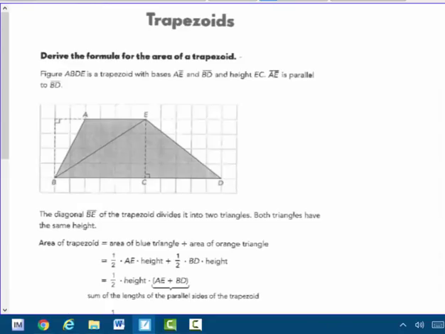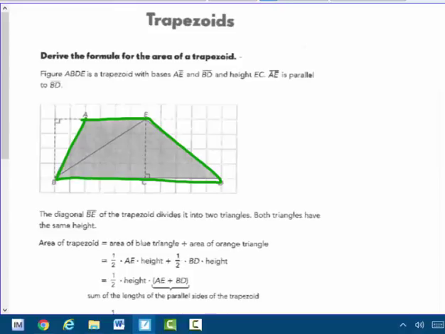Next page talks about trapezoids. So figure ABDE, the outside of this, is a trapezoid with bases of AE and BD and height EC. AE is parallel to BD. In a trapezoid, you have to have one pair of parallel sides. It's a quadrilateral, a four-sided figure with one pair of parallel sides.